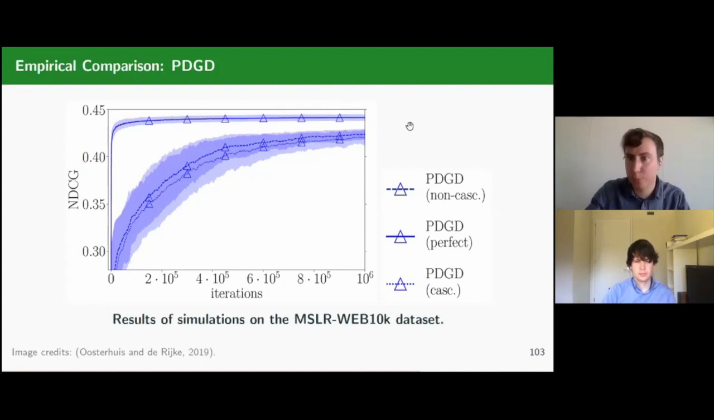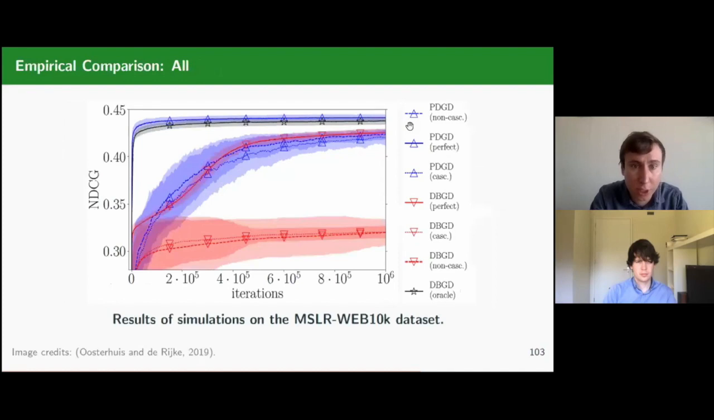It still doesn't reach the perfect case, of course, but that can be attributed to the noise. It becomes really interesting when we overlay these two plots, so when we get to compare the pairwise differentiable gradient descent with the dueling bandit gradient descent. So that's what we do here.